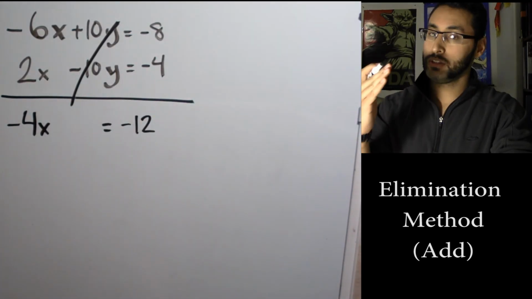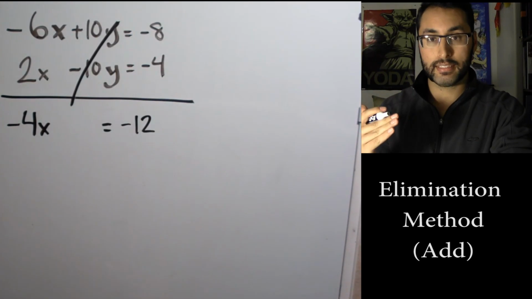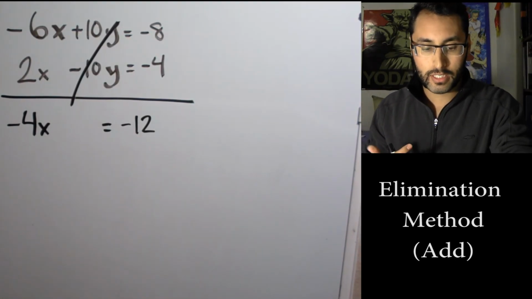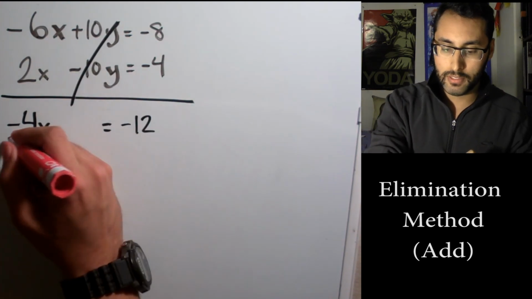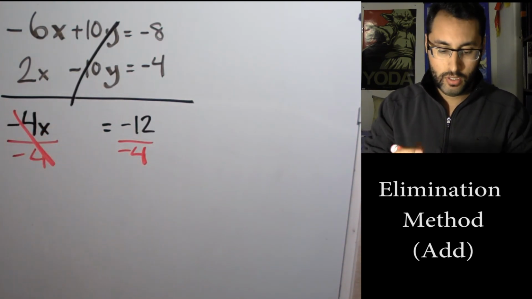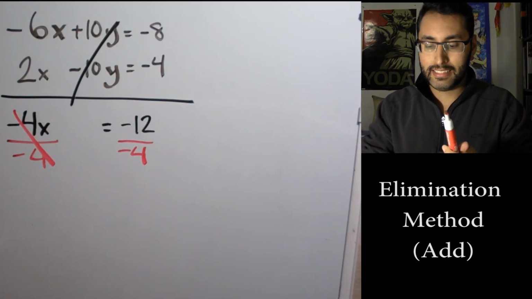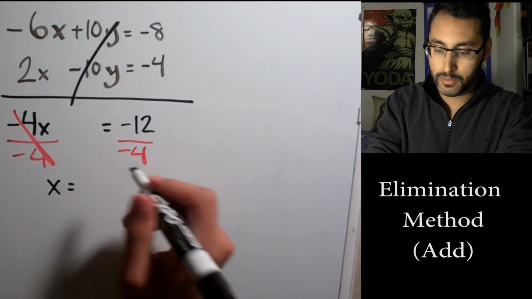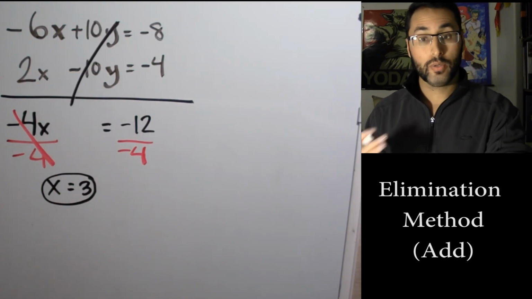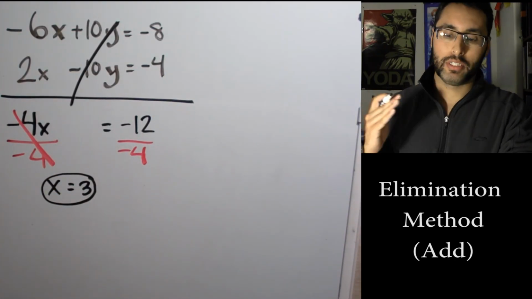Okay, so the first step was to eliminate. Second step is to solve. I'm just going to solve for x. So if I solve for x, I'm going to divide by negative 4. Divided by negative 4, we get x equal to a number. It looks like it's going to be a positive 3. Okay, so we have what one of the variables is equal to.